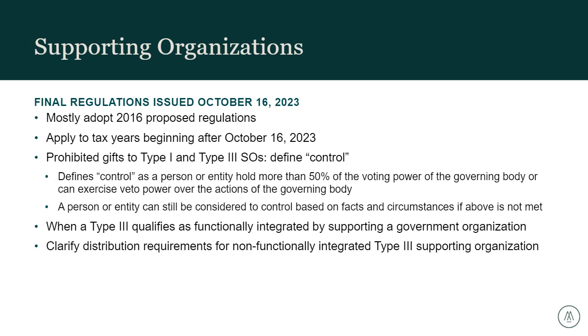The supporting organization is required to have either a joint or separate letter from each entity describing the coordination and collaboration that is happening. And a substantial part of the supporting organization's activities must directly further the government organization's exempt purpose. It also went into more of the requirements of a type 3 functionally integrated organization that isn't supporting a government organization. In the proposed regulations, they specifically mentioned health systems because usually the parent organization of a health system has public charity status as a type 3 functionally integrated supporting organization.